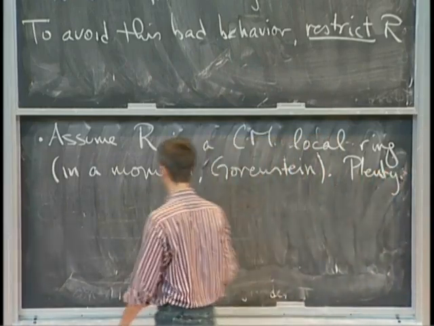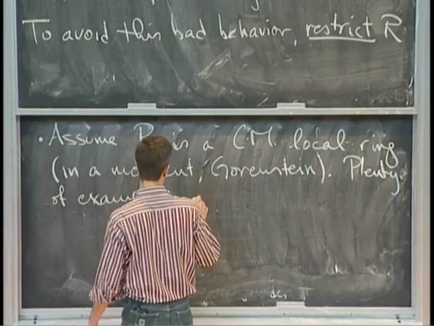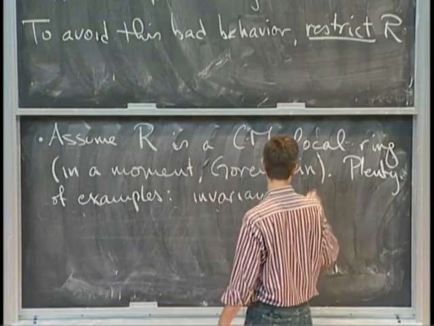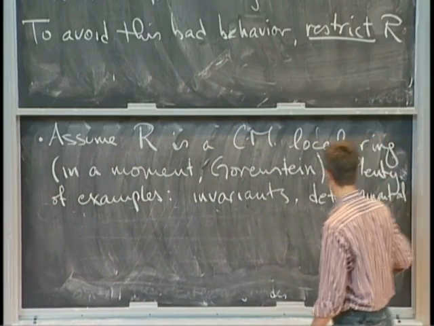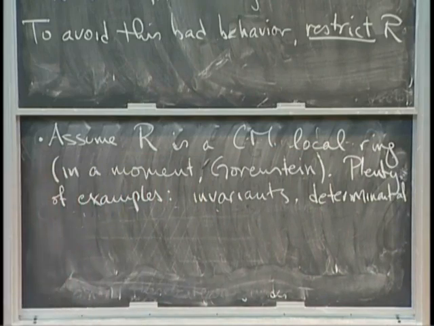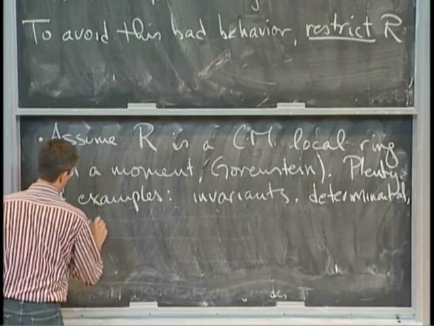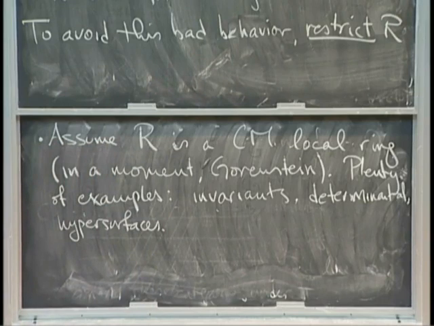Plenty of examples. So for example, rings of invariants. Rings defined by certain determinants. Hypersurfaces. Make sure to list that separately because it's important later. So this is the base ring. And it's not such a big restriction, I don't think.